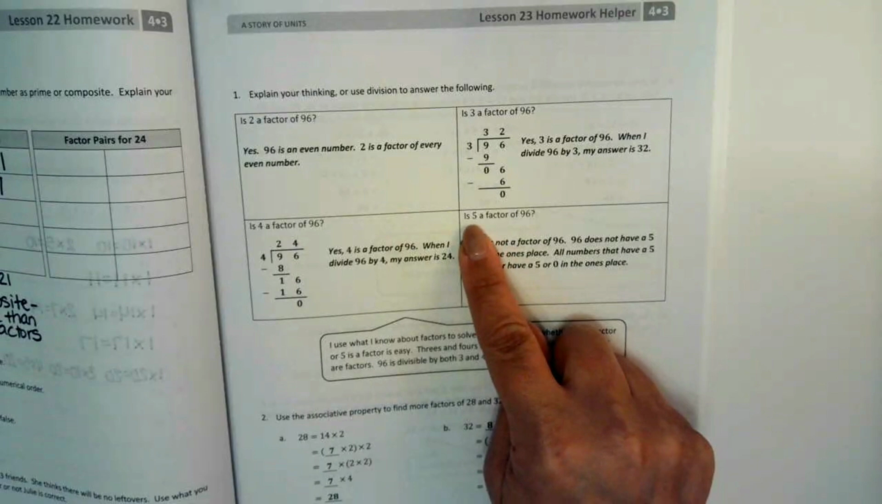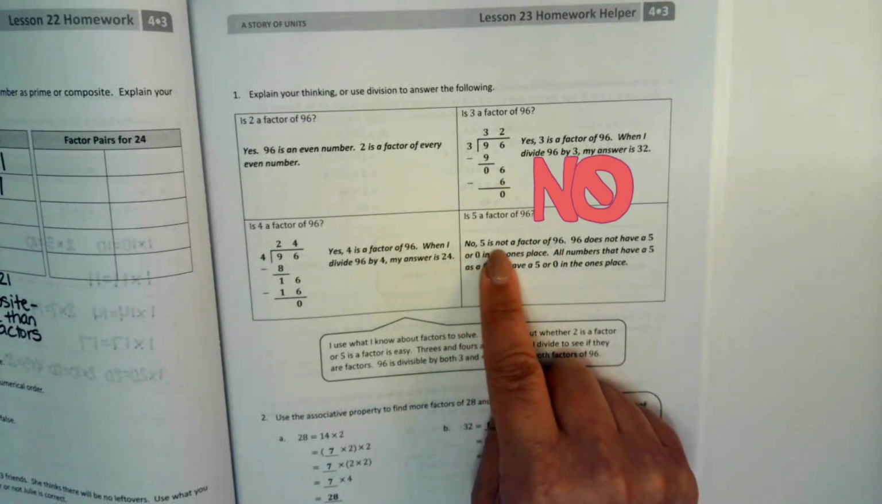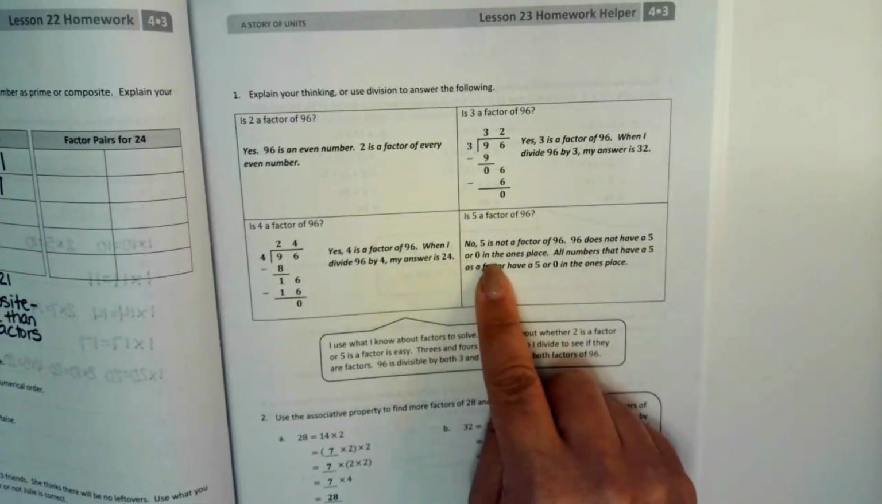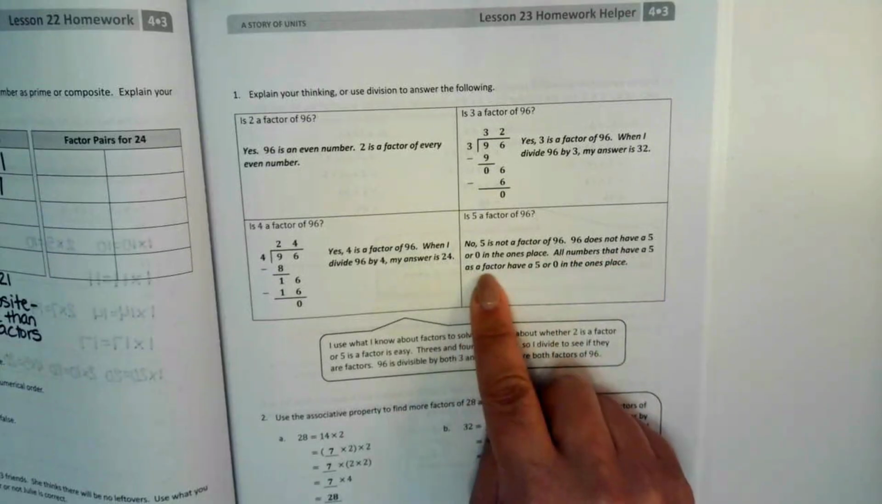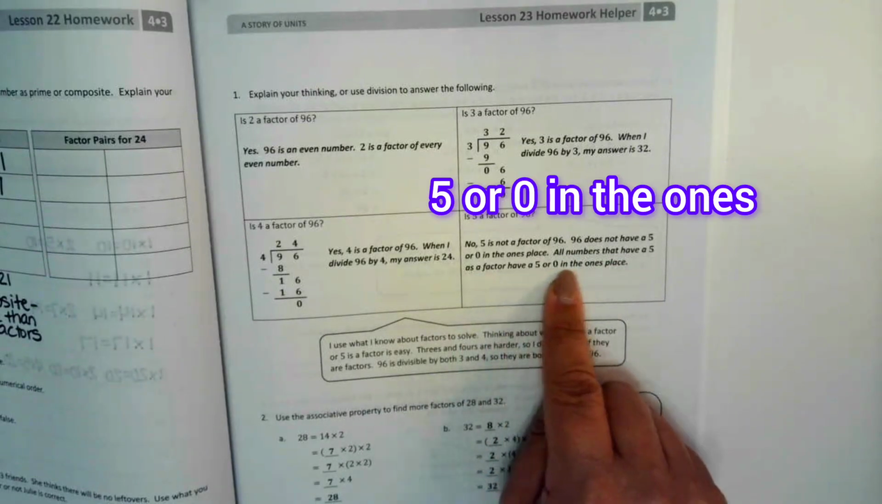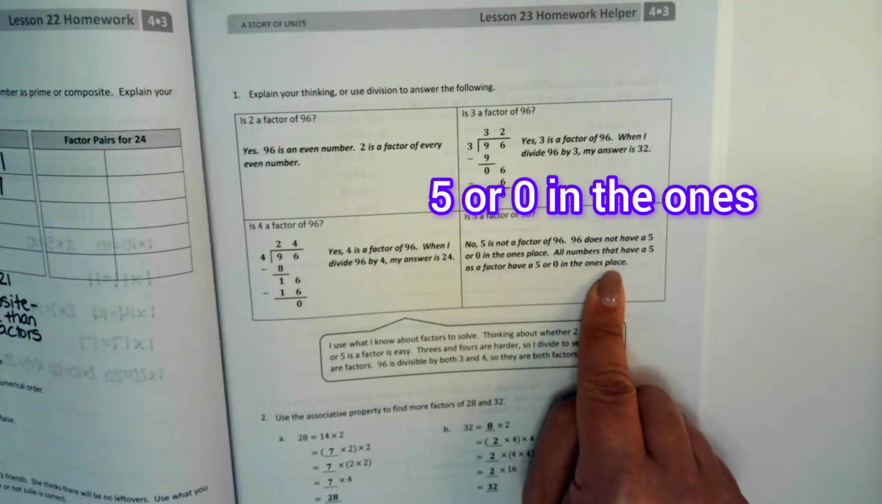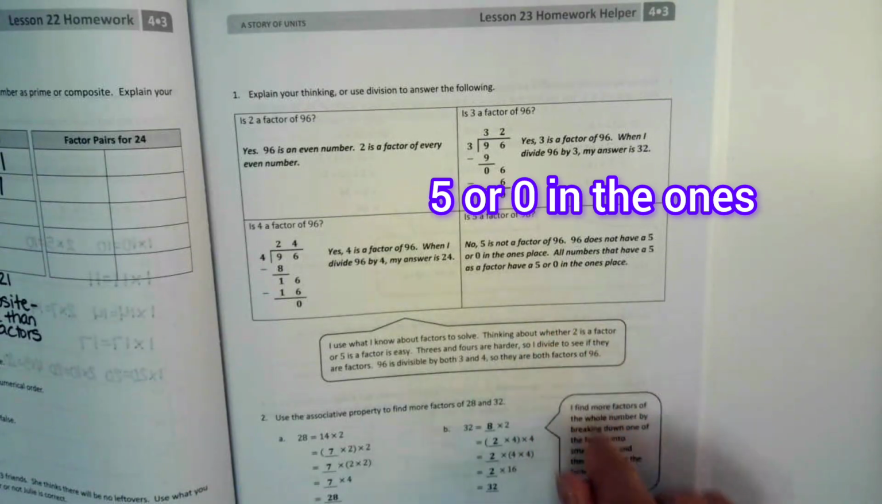This one: is 5 a factor of 96? No, 5 is not a factor of 96. 96 does not have a 5 or 0 in the ones place. All numbers that have 5 as a factor have a 5 or 0 in the ones place. Let's think of our counting by fives numbers. 5, 10, 15, 20, 25, 30, 35, 40, 45, 50, and so on. All of those have a 5 or a 0 in the ones place.